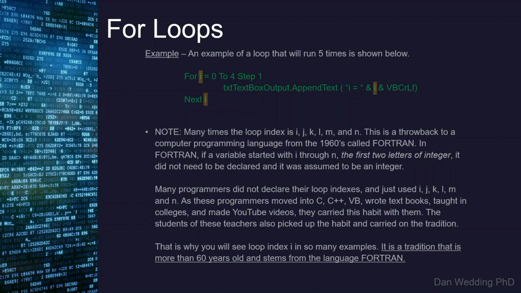Many times the loop index is I, J, K, L, M, and N. This is a throwback to a computer programming language from the 1960s called Fortran. In Fortran, if a variable started with I through N, the first 2 letters of integer, it did not need to be declared and it was assumed to be an integer. Many programmers did not declare their loop indexes, and they just used I, J, K, L, M, and N.